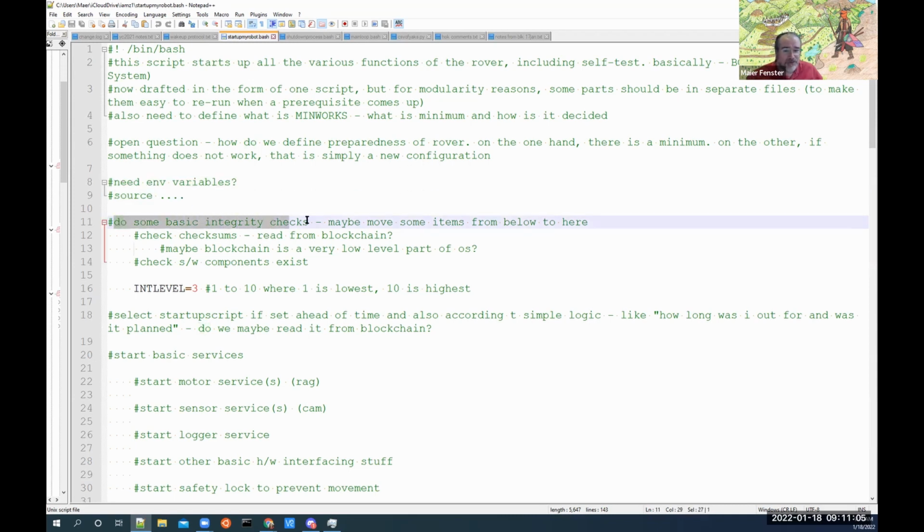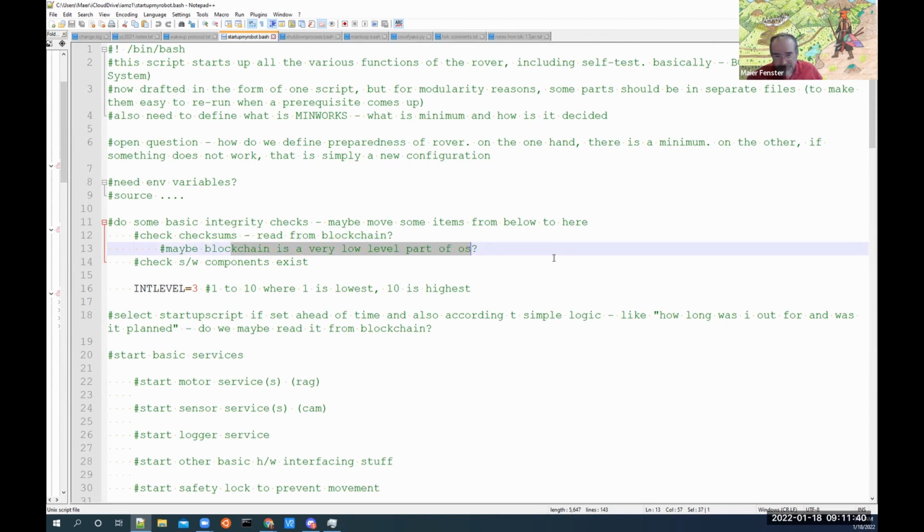Then we would probably do some basic integrity checks. We check that our software is correct. Maybe we read it from the blockchain. Okay, it's a reliable way of knowing that while the rover was asleep, and rovers, unlike your computer, wake up, go to sleep, they're in places where they can't be controlled. While the rover is asleep, somebody could have switched some code. Maybe blockchain is a very low-level part of the operating system.